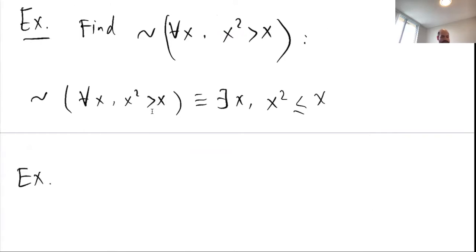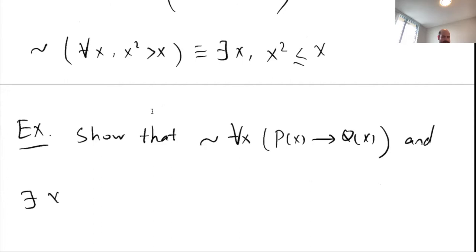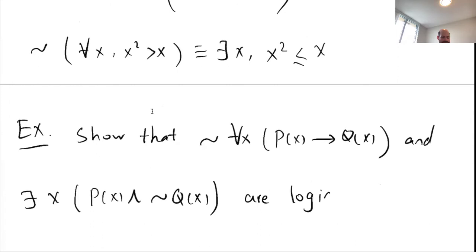Okay, that's it. So another example: show that a negation of for each x, P of x implies Q of x, and there exists x with P of x conjunction negation Q of x are logically equivalent.